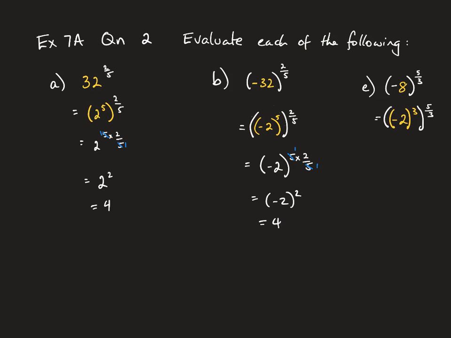For E, I've written minus 8 as minus 2 to the power of 3. Again, we're going to use our index laws and multiply the powers. The 3's will cancel. And you'll get minus 2 to the power of 5, which we know is minus 32.